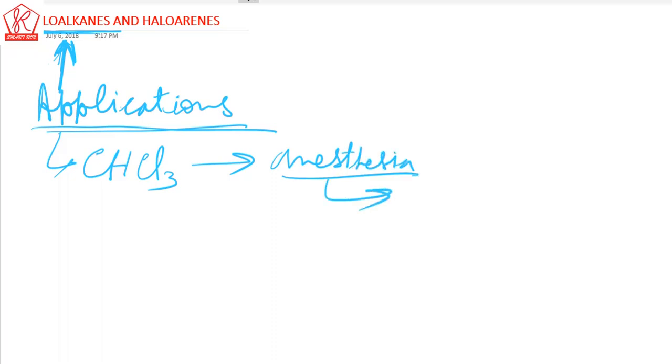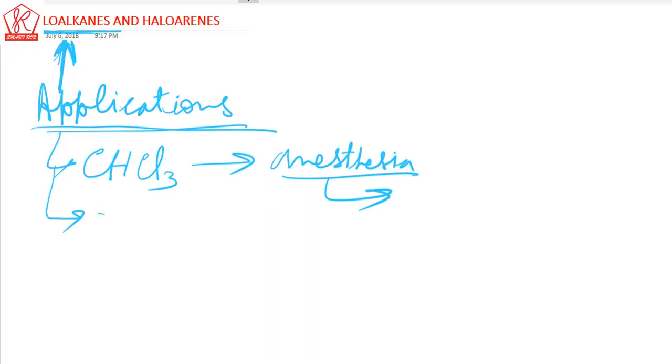Now let me tell you something about anesthesia. Anesthesia is a kind of drug which is used by doctors to make a patient faint or to partially make a part of the body numb so that he does not feel pain in that part of the body. That's the use of anesthesia. So trichloromethane is used for anesthesia, which is a haloalkane.